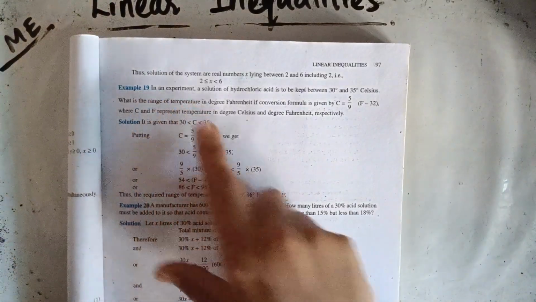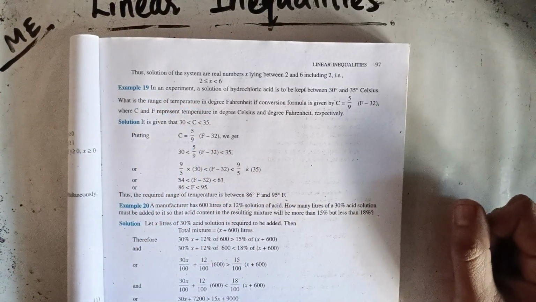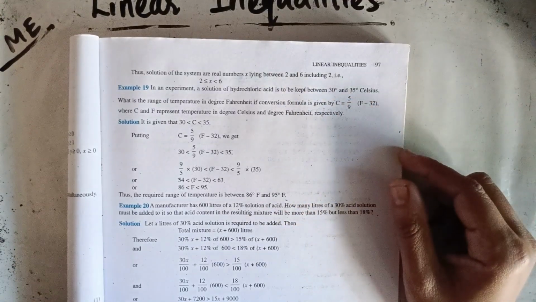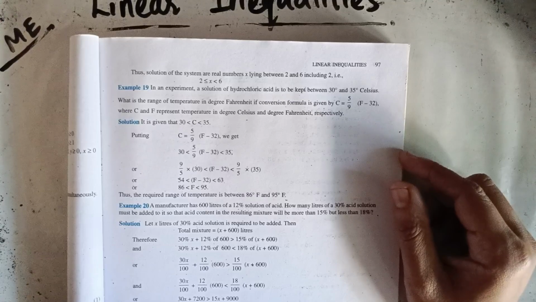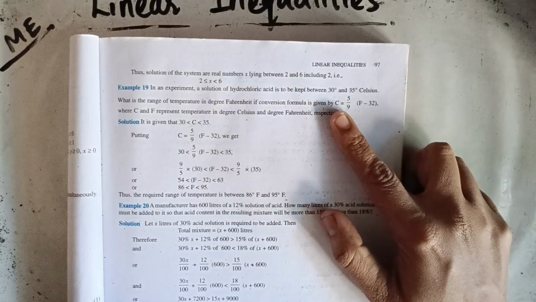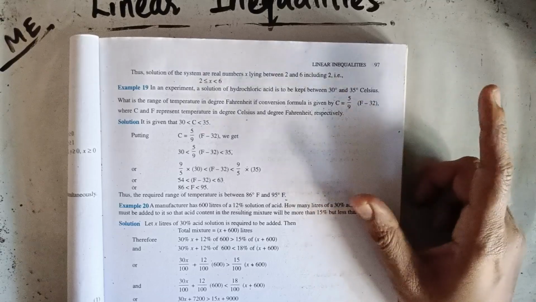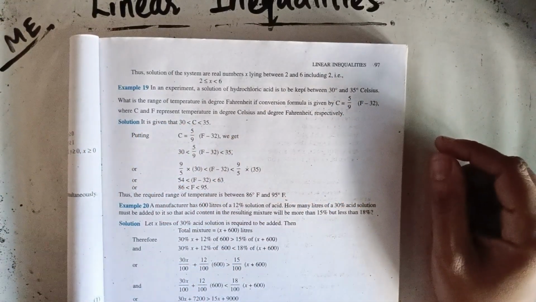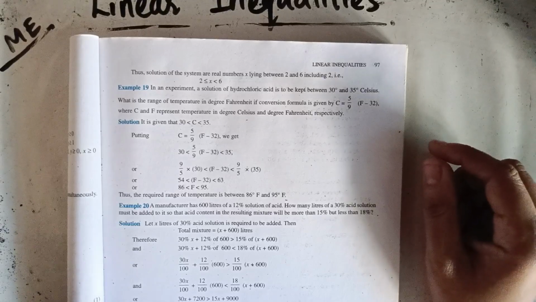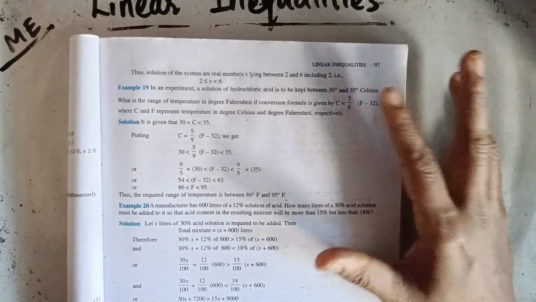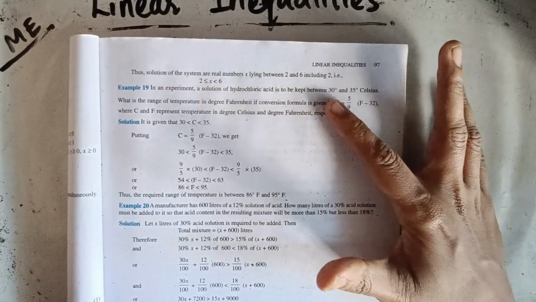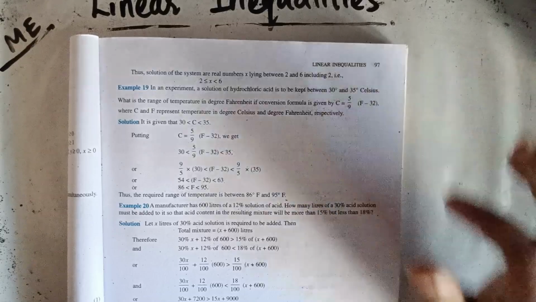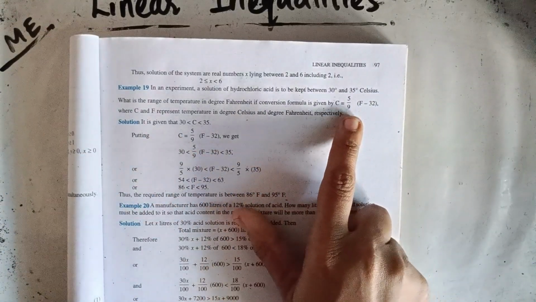Next question is, in an experiment, a solution of hydrochloric acid is to be kept between 30 degrees and 35 degrees Celsius. What is the range of temperature in degree Fahrenheit if the conversion formula is given by C = 5/9 (F - 32), where C represents temperature in degree Celsius and F in degree Fahrenheit. Okay, so here already it is given that C, that is Celsius, we have to keep between 30 and 35. So 30 < C < 35, and this formula is given.